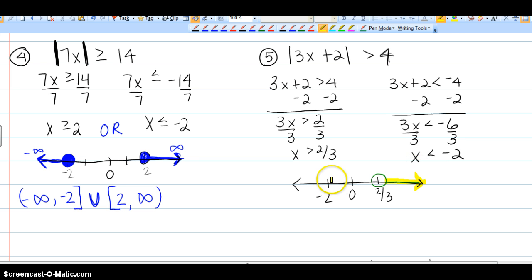And x is less than -2, we'll do an open circle, and we're going to shade this way. So our answer for this one will be -infinity to -2, this time both with parentheses because they're both open circles, or the -2 is, infinity is always a parenthesis, union with 2/3 to infinity with parentheses.